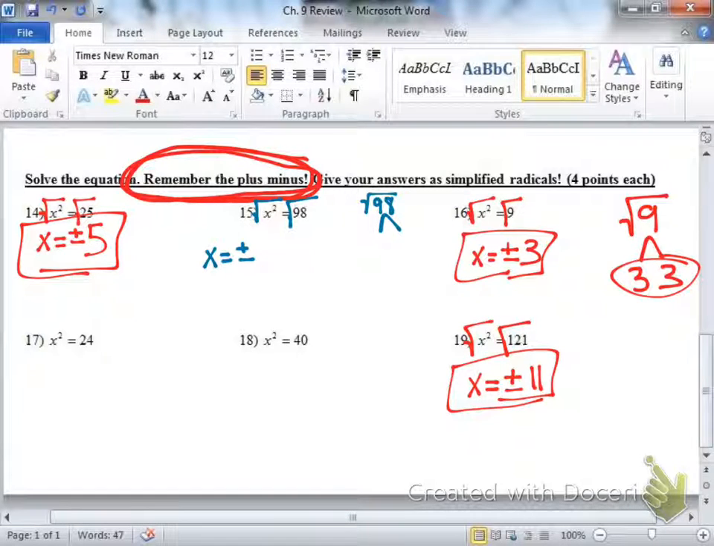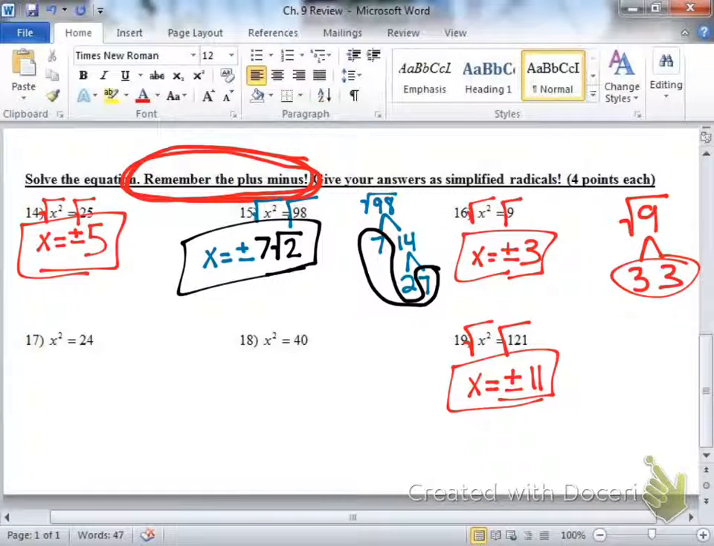So 98 is what? 7 and 14. 14 is 2 and 7. 7 and 2 are both prime, so I'm done. Who's coming out? The 7s. Even though they're not right next to each other, there's still 2 of them. So plus minus 7. And then who's left inside? The 2. It's like, wait for me, 7s. And they're like, nope, bye.